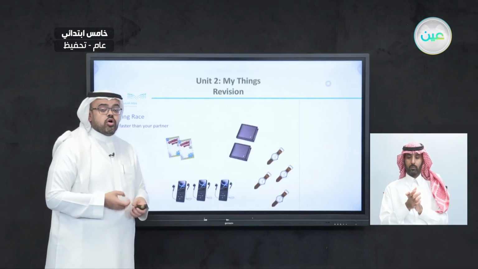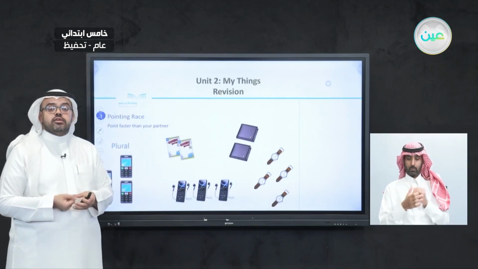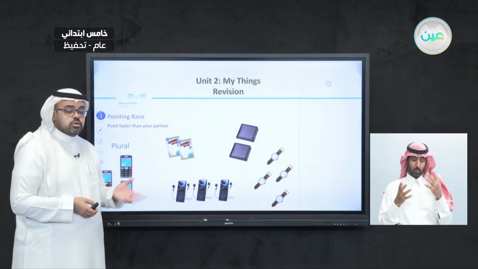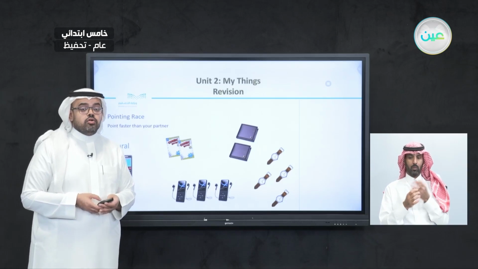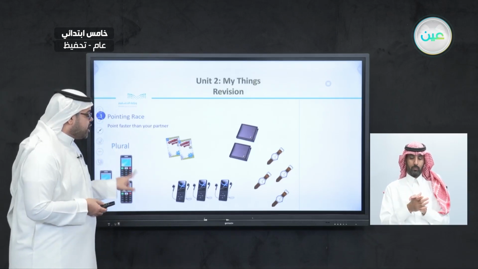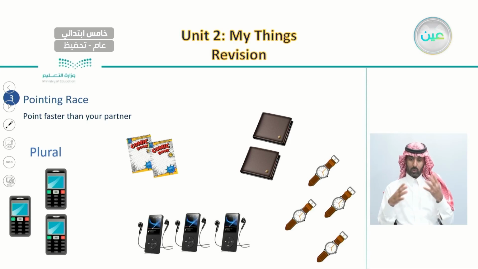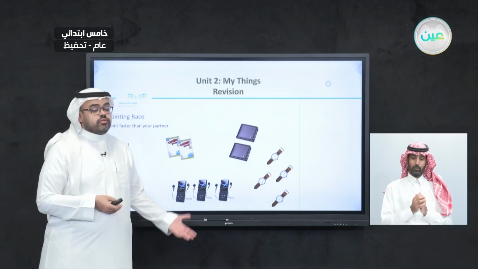Now the other level of this game or this race is called the plural, with plural nouns. And what did we say? The meaning of plural? Plural means when we have more than one of these items. For example, here we have 3 phones, here we have 2 comic books, and 3 MP3 players, and 2 wallets, and also 4 watches. So we don't have one, we have more than one. This is what we mean by plural. So with the plural, we will have a different question.